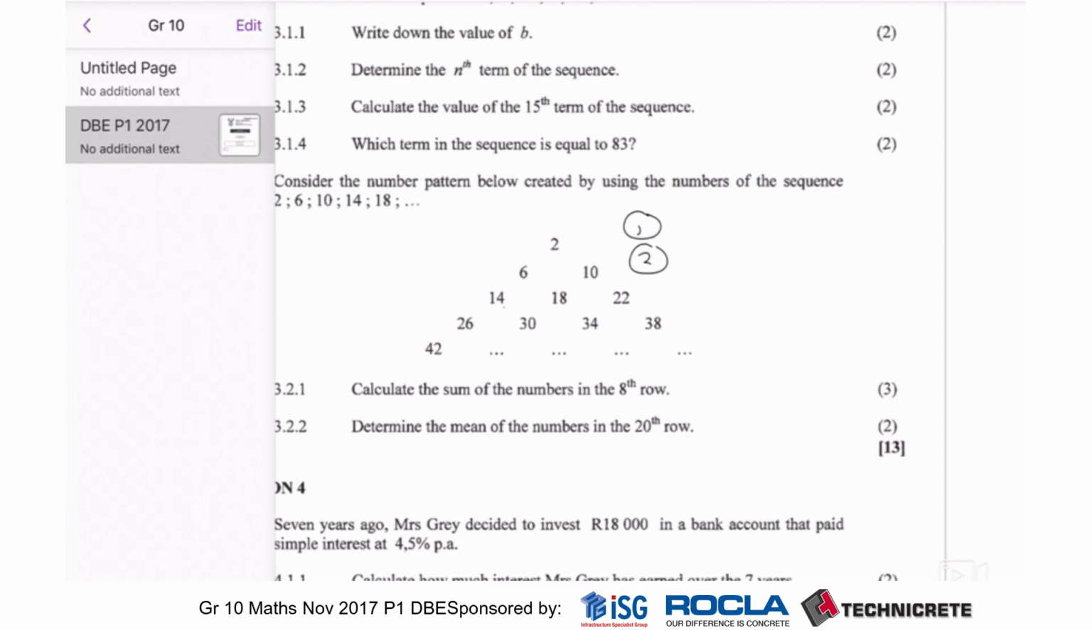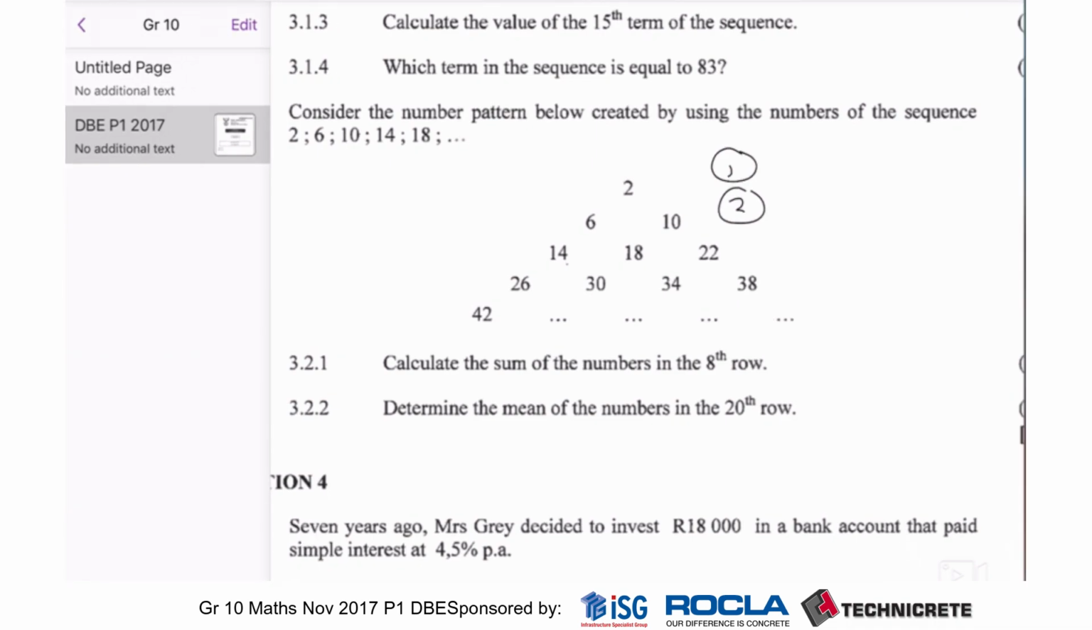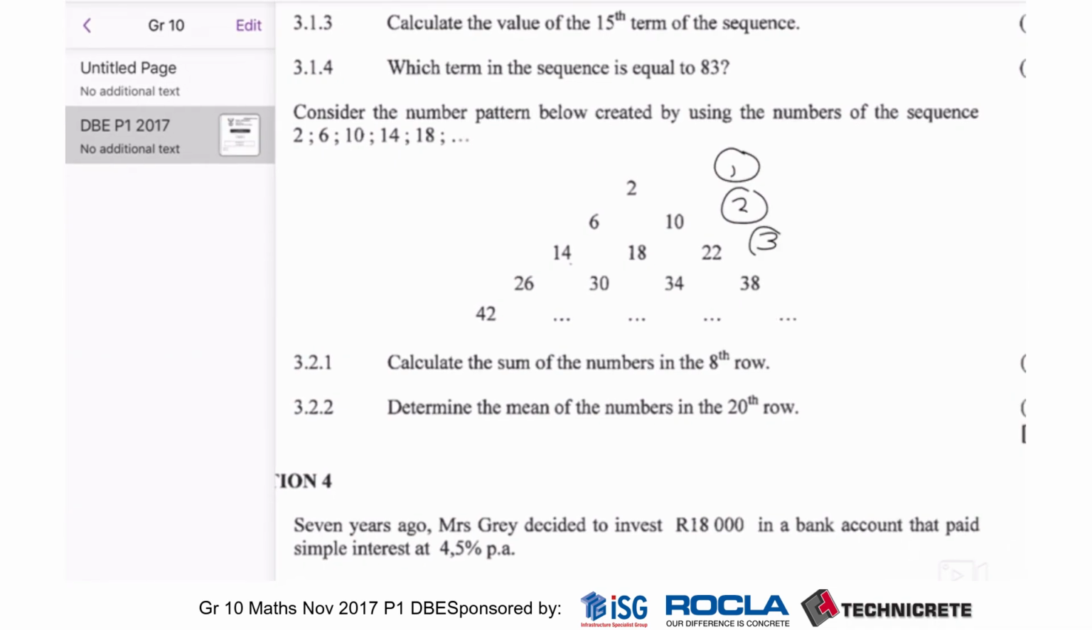So row 1, row 2, and they're asking us to calculate the sum of the numbers in the 8th row. Okay, so let's start by finding the sum of the rows that we currently have.